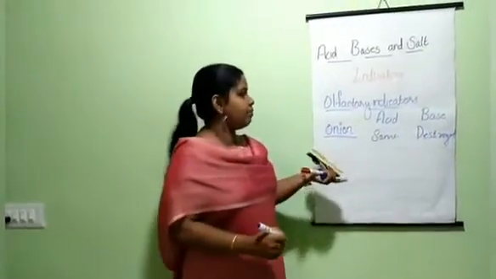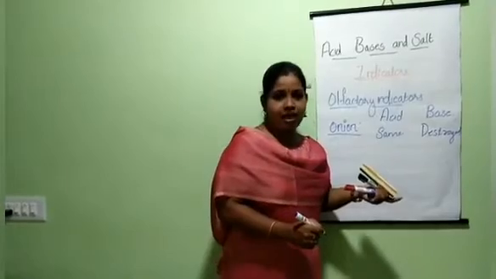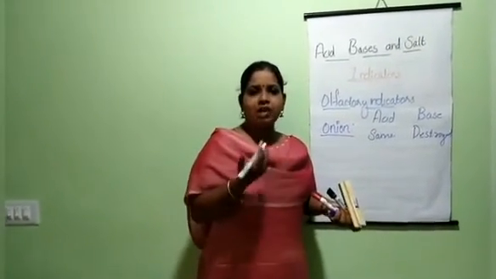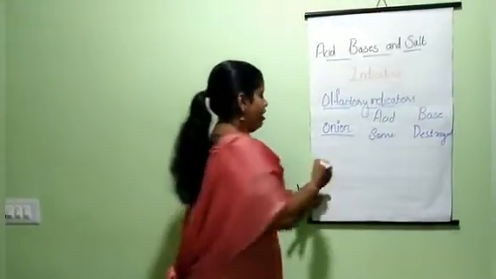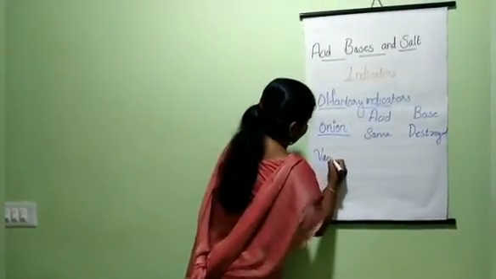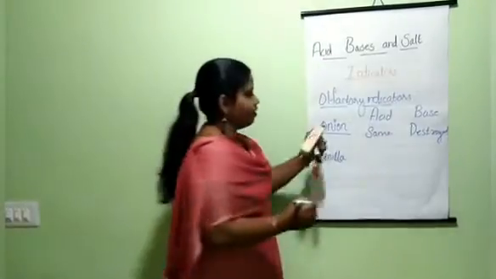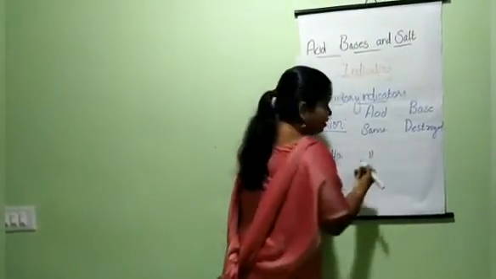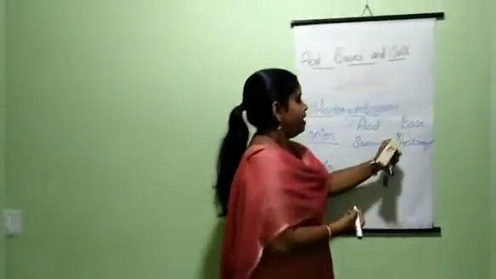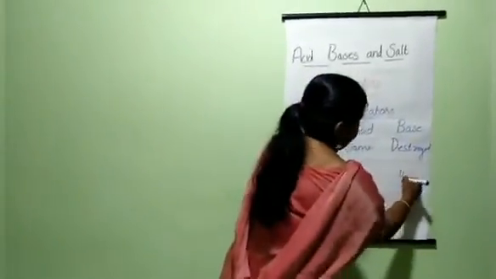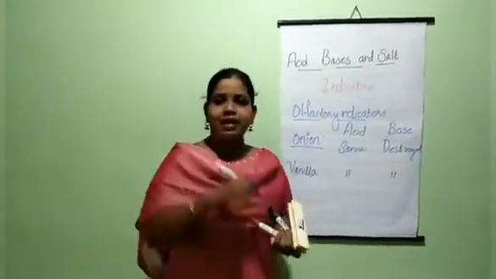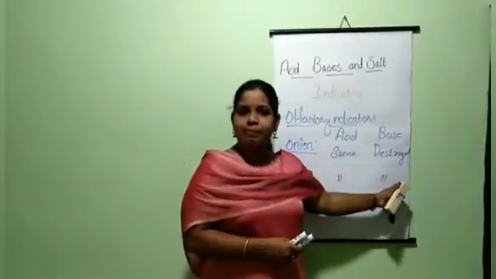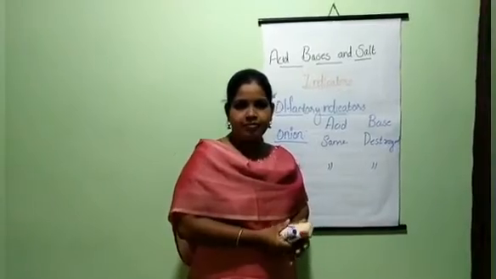Okay, the second example of olfactory indicators is vanilla extract. All of you are familiar with the smell of vanilla. If we use vanilla extract as an olfactory indicator, in an acidic solution the smell remains the same, and in a basic solution the smell is destroyed or decreased. At that time, we can identify the solution is a base. Okay, is that point clear?